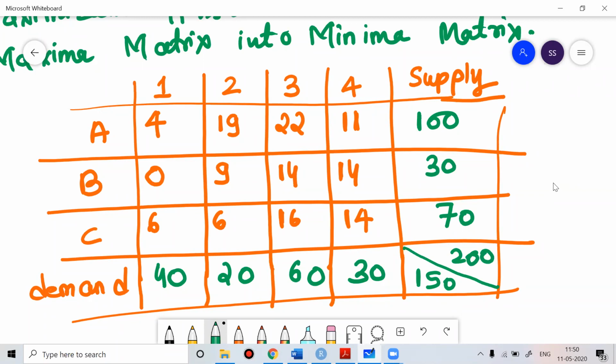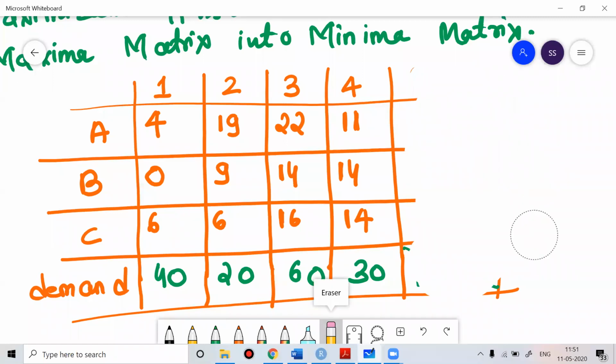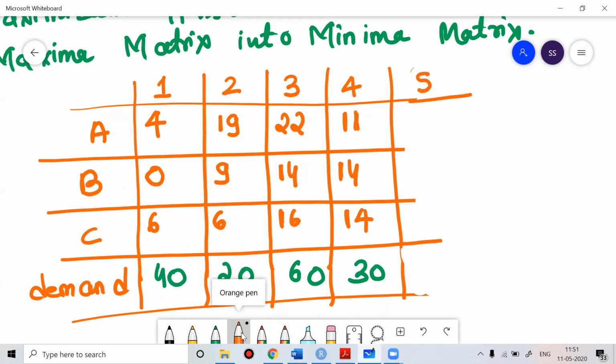Once you have made the objective function from maximization to minimization, the next thing you need to do is make this problem a balanced transportation problem. For that, you add a dummy row or dummy column. Because I want to make the total demand equal to total supply, I added a dummy column. So here I added a column called 5, which should have a value of 50.